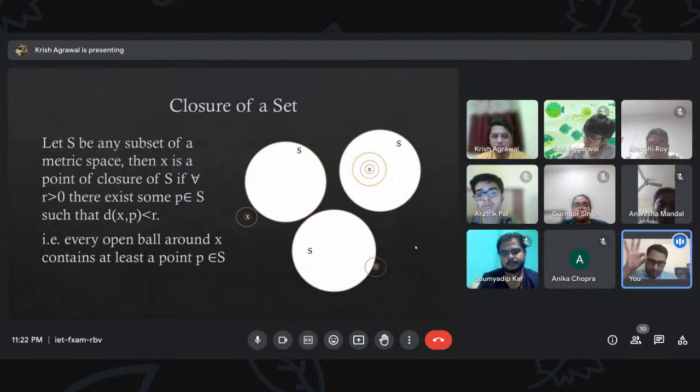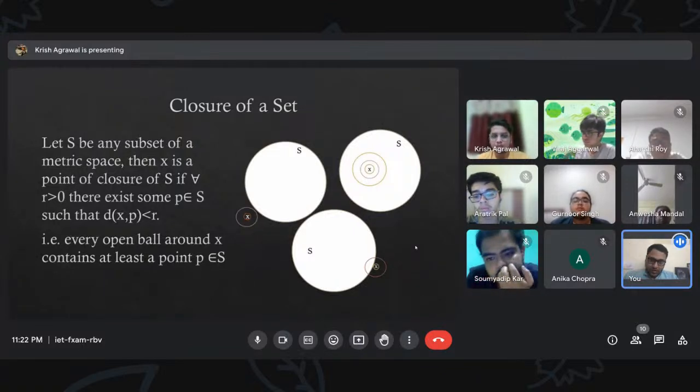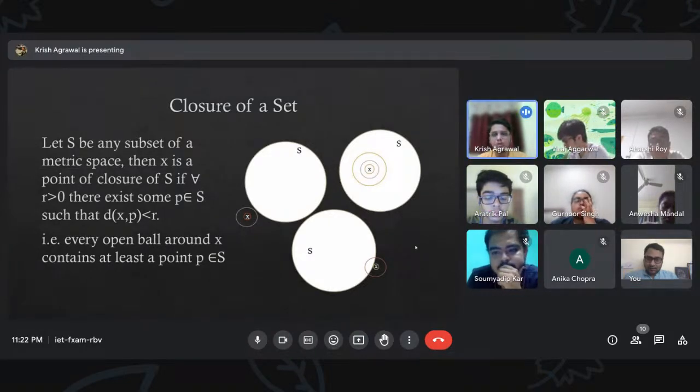Now you take a point on the circumference. Of course, that point is not inside the set. But if you take any open set around that point, it will intersect the white. So it is in the closure of the white, but it is not a member of the white. Yes. Okay.